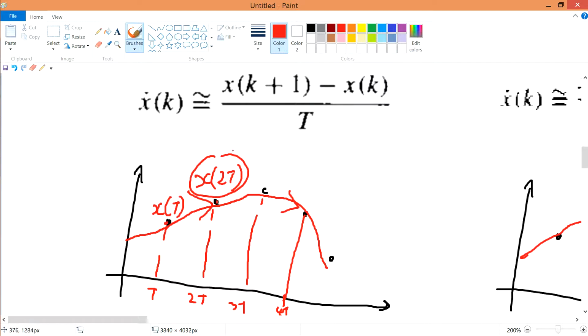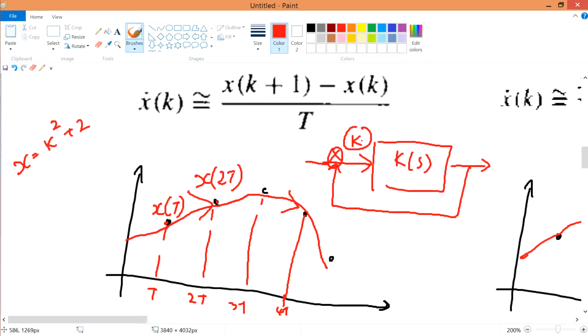Alright, x2t is simply this one, xk plus 1. And xt is simply this one. The k itself is... not the time step, sorry, my fault. The k itself is some initial value. What I mean is, k is simply this k over here.